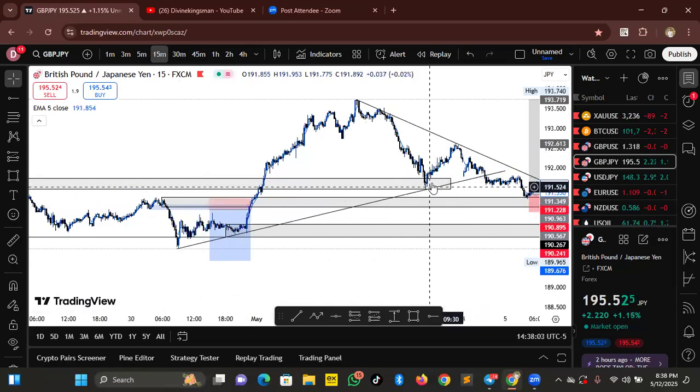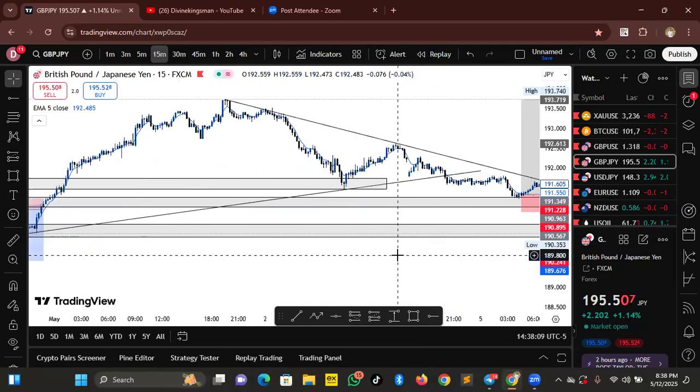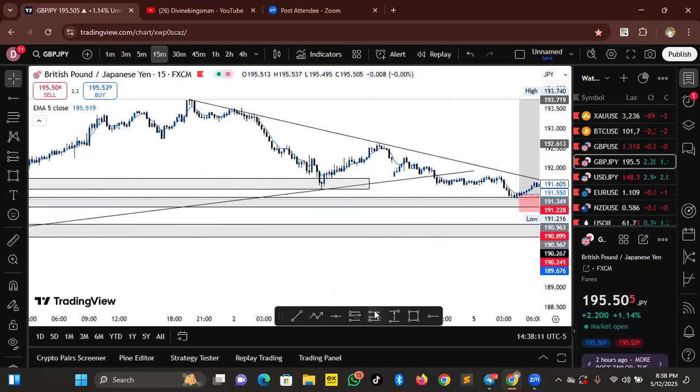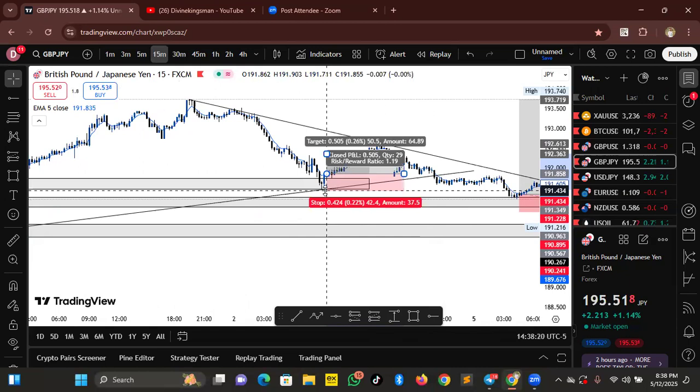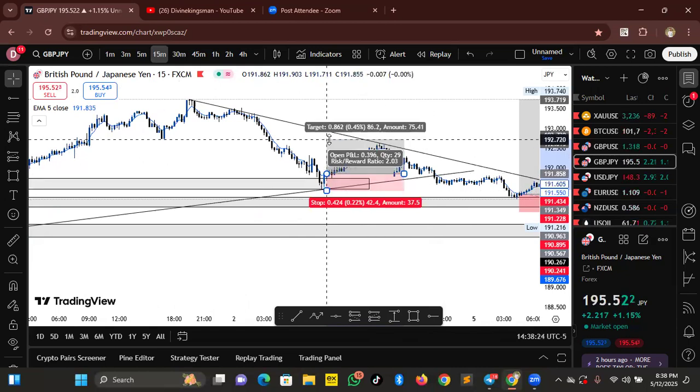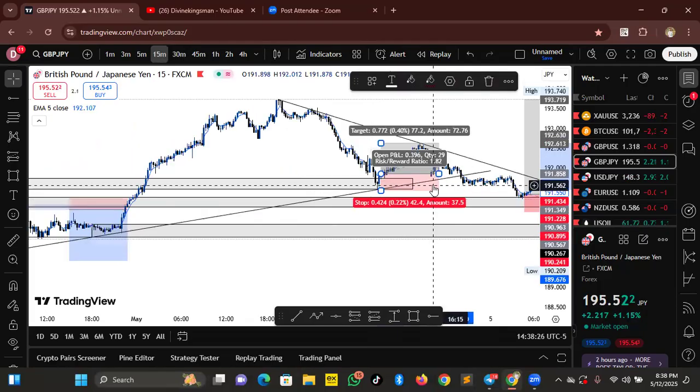Price came here, tapped my resistance level, and even tapped my trend line, which is a potentially good trade to enter for a buy. And you can see there's also a morning star here. So these are about three confirmations. You just need to place your trade below the last candle and target 1:2, and boom, you hit it.